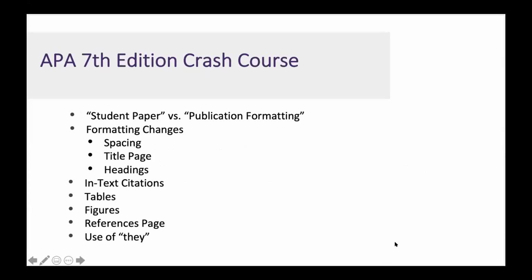There are also some differences between student paper and publication formatting. Don't worry about the publication formatting. Those rules really only apply when you are submitting an article to a journal that says APA 7th edition, which right now is just those run by the American Psychological Association itself. Don't worry about it when you're doing a student paper. Don't worry about it when you are writing your dissertation. The rules that I'm showing you today are all the student paper rules.